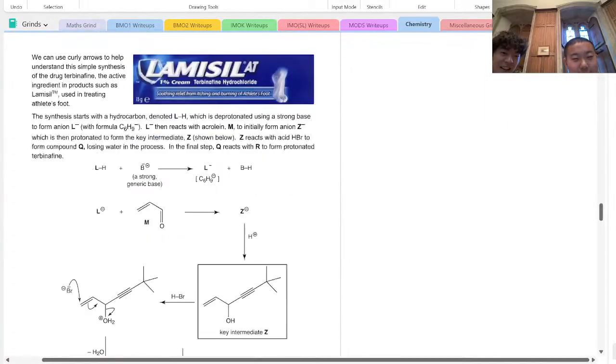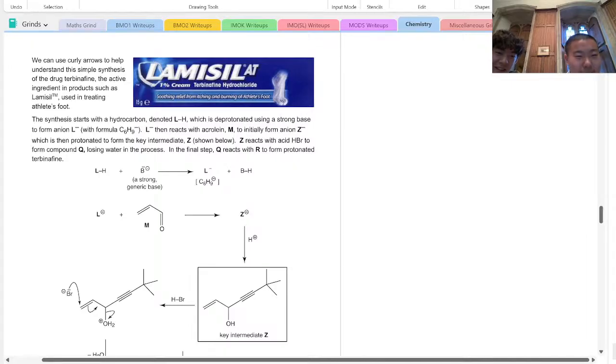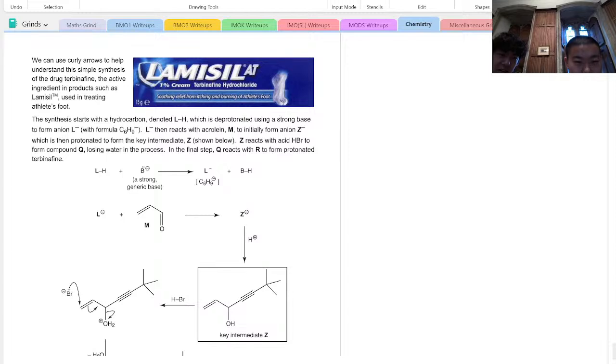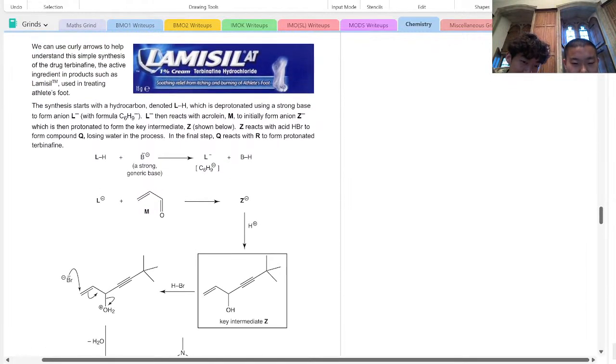Oh, this is the last page. The last page of TS. Let's go. Are we actually doing okay for time? Surprisingly. The synthesis starts with a hydrocarbon denoted LH, which is deprotonated using a strong base to form anion L minus. So they haven't given us much at the beginning, but they gave us C6H9. They gave us the end, so I reckon we work backwards.